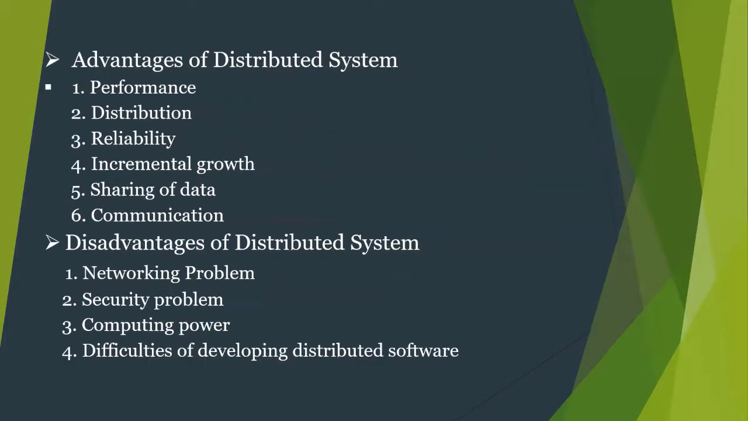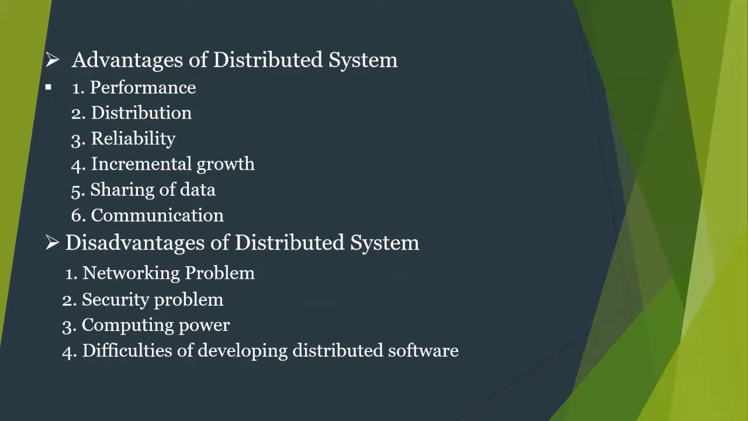So next are the advantages of the distributed system. What are the different advantages of this distributed system? The first advantage is performance, then distribution, reliability, incremental growth, sharing of data, and communication. These are six different advantages of distributed systems.